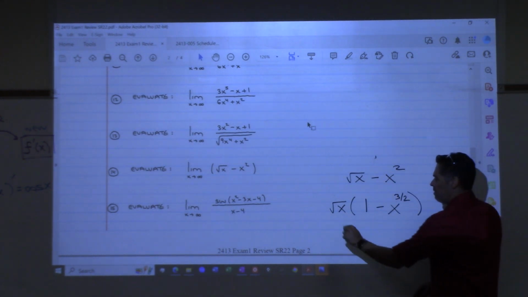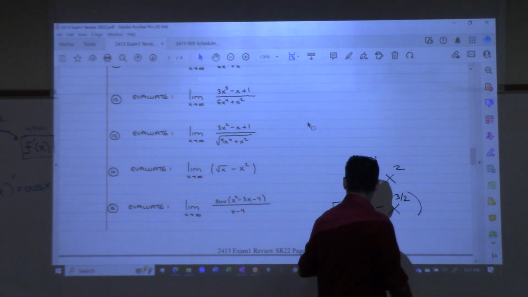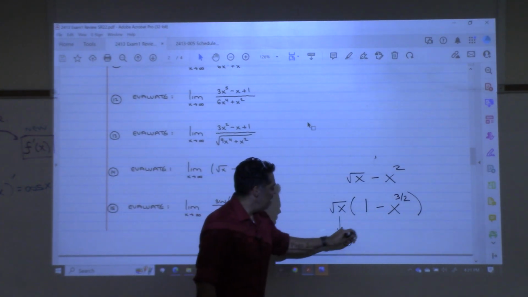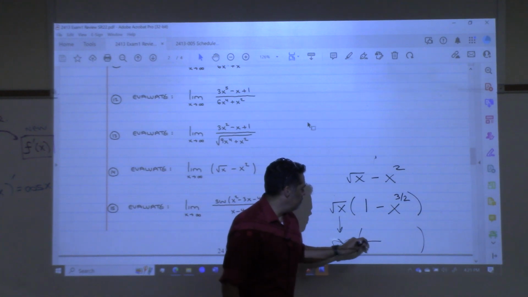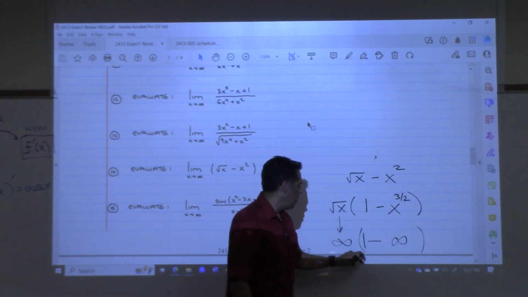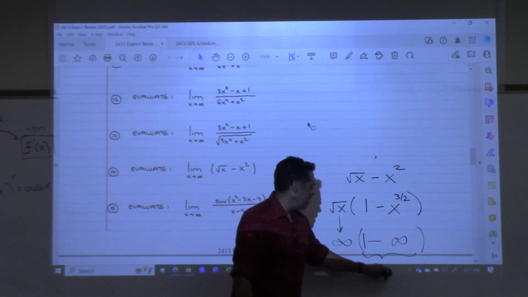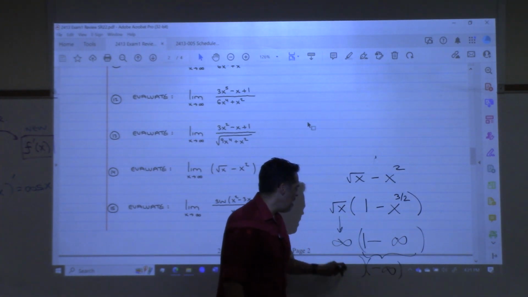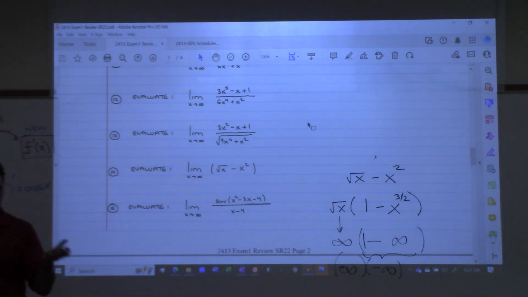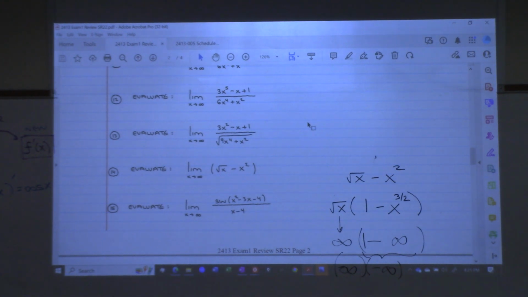And now this goes where? Where's x going? Infinity times 1 minus, and that goes to infinity. So where does that go? Negative infinity. But now it's times what? Positive infinity. And that's going to be a huge number. It's going to be negative because one's negative, the other one's positive. So your answer is negative infinity.